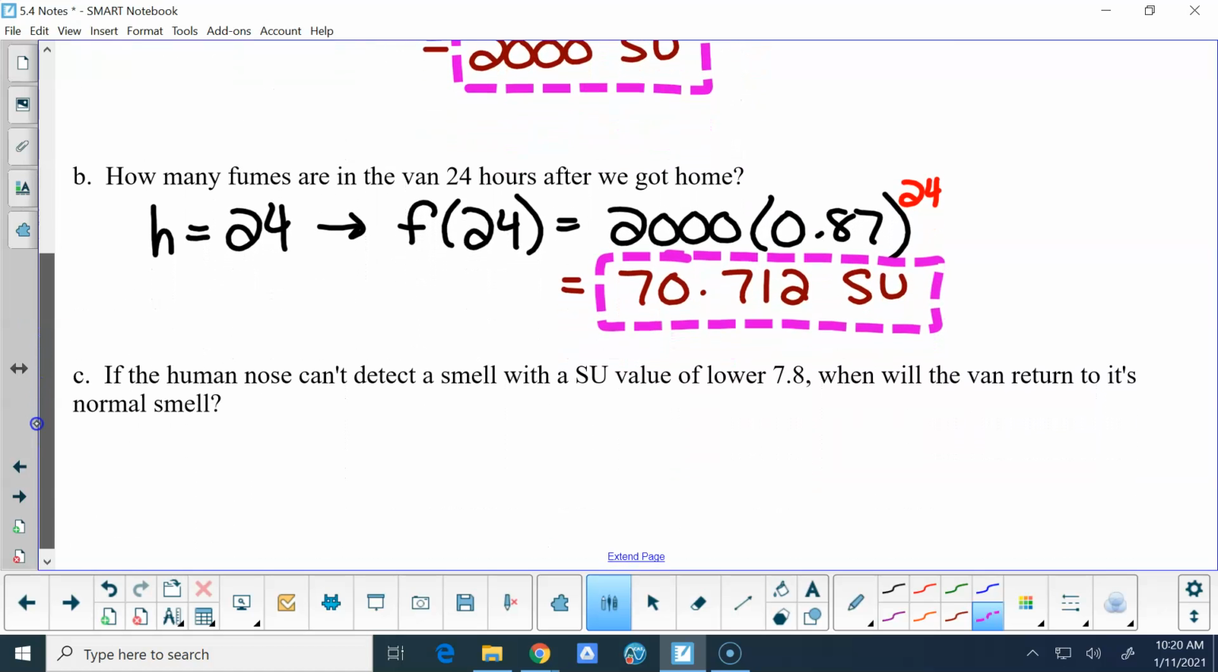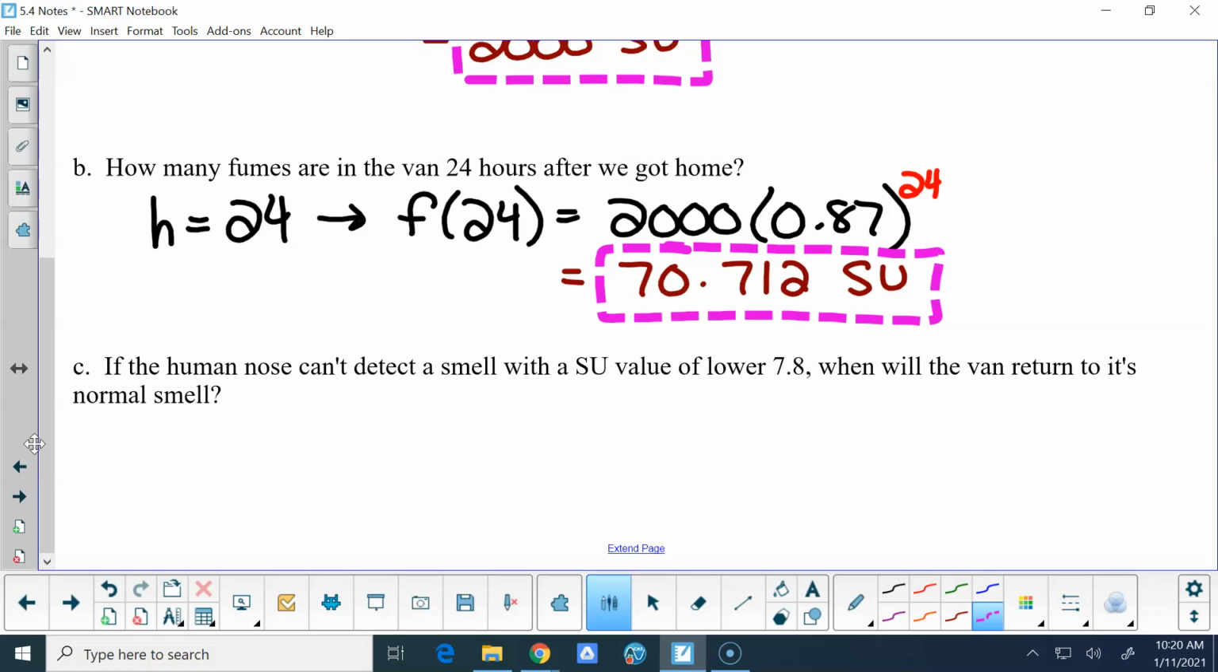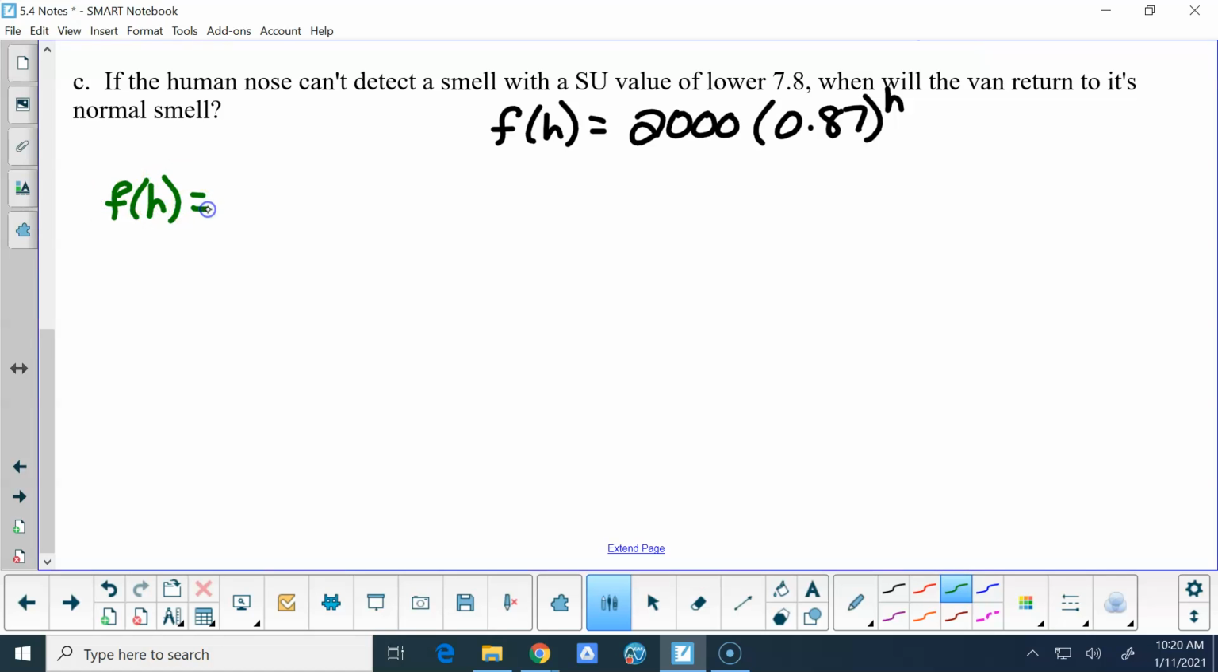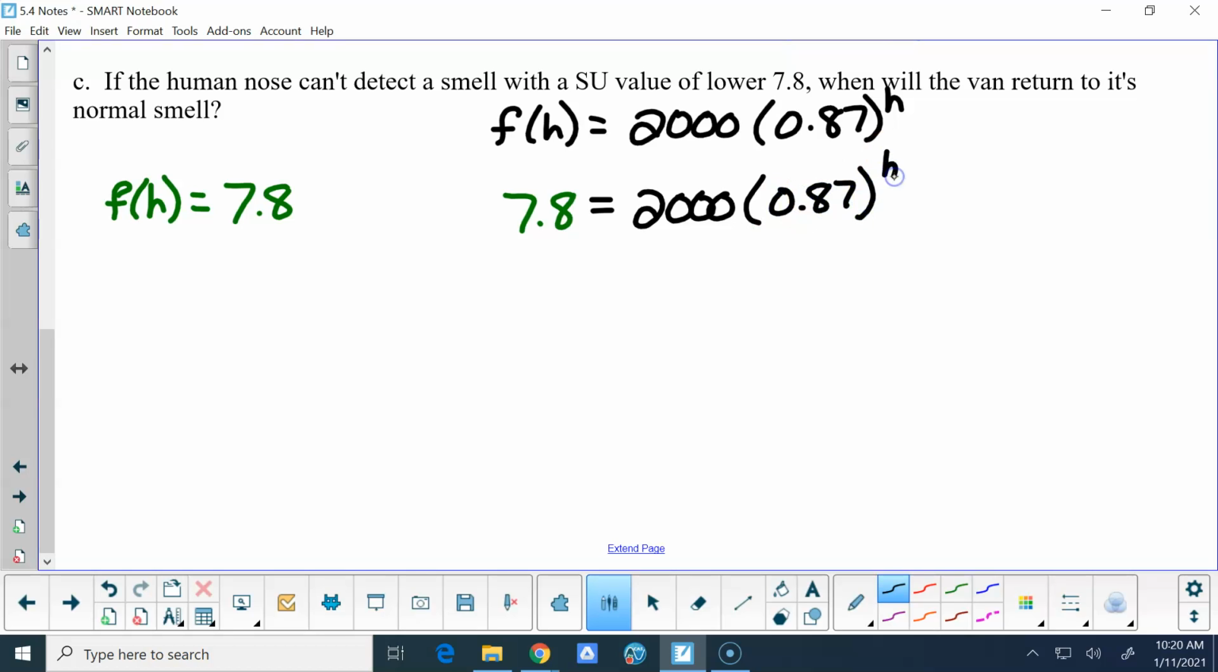If the human nose can't detect a smell with a stanky unit value lower than 7.8, when will the van return to its normal smell? Well, now here in this one, the difference is that, let me bring back F of H equals 2,000 times 0.87 to the H power. So now what this is saying is that F of H is equal to 7.8. So I'm going to plug that in here, and I need to now find the hours that it's going to take to get to 7.8.